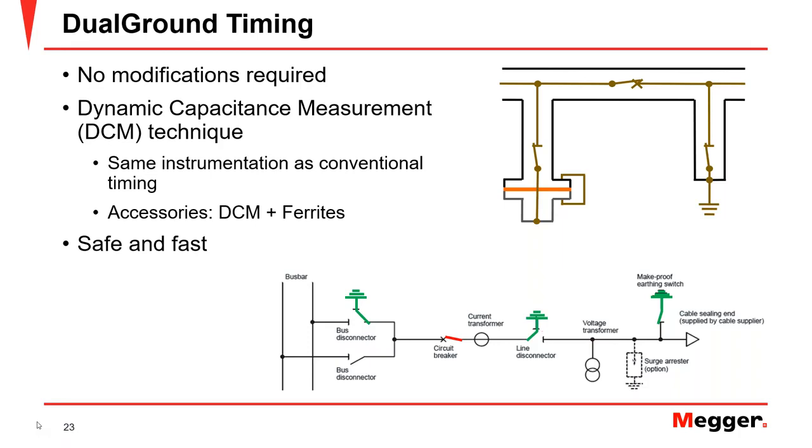So we go into a different technology, DCM, the dynamic capacitance measurement, where we use the same instrumentation, the same type of circuit breaker analyzer, plus a couple of accessories: the DCM box, the dynamic capacitance measurement, plus some ferrites. This is a fast and, most importantly, a safe method to test timing on my circuit breaker.